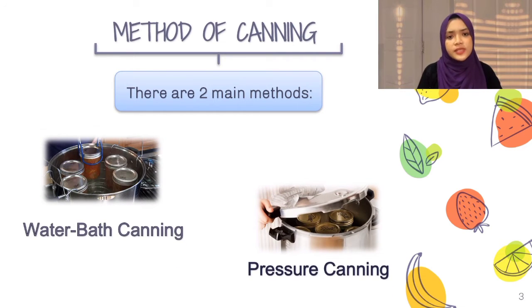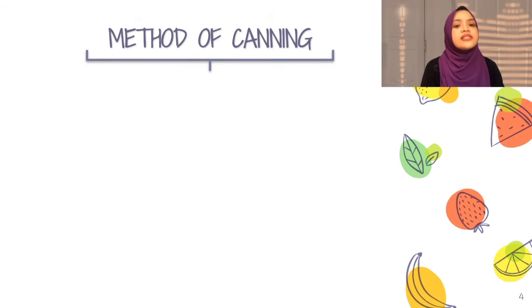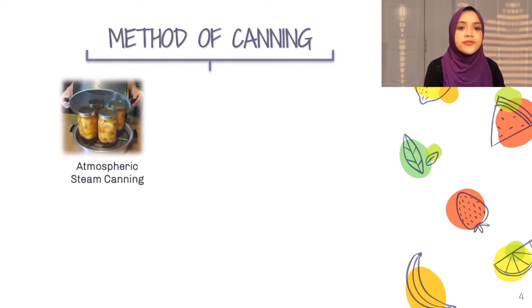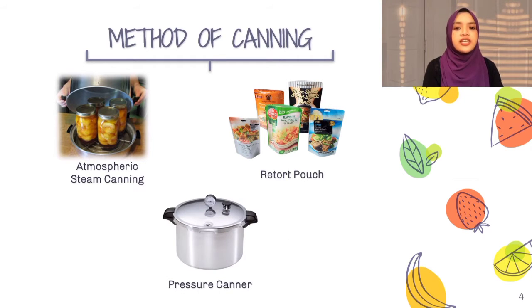The difference between these two methods is that pressure canning is a process under pressure to keep the temperature constant, while water bath canning is a process without using pressure to increase the boiling temperature. There are other methods that can be used for canning. So here we have the atmospheric steam canning, and lastly, we have a pressure canner.